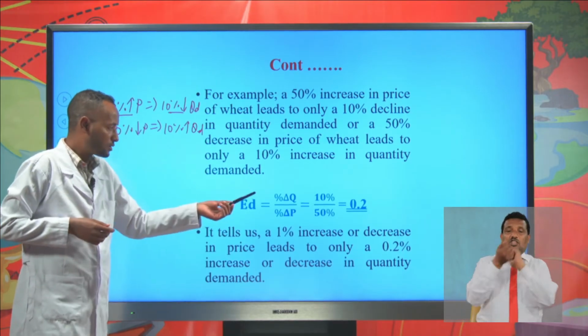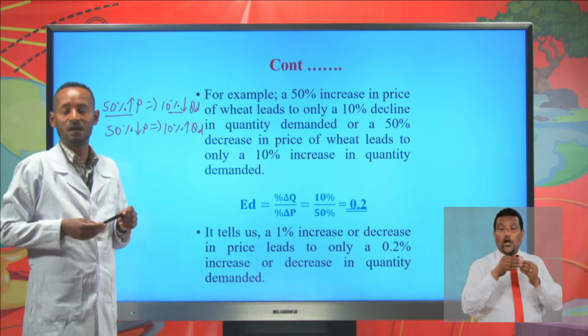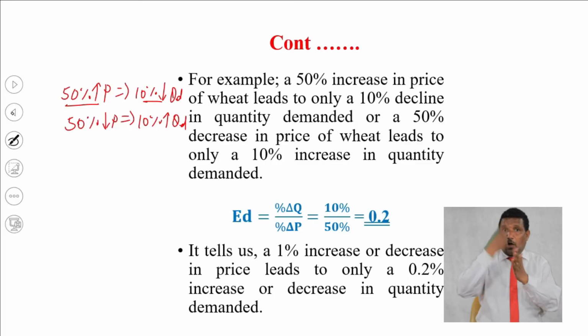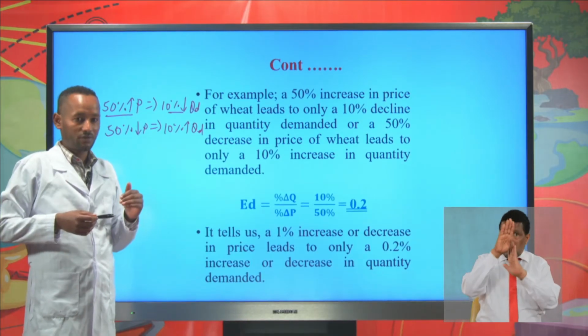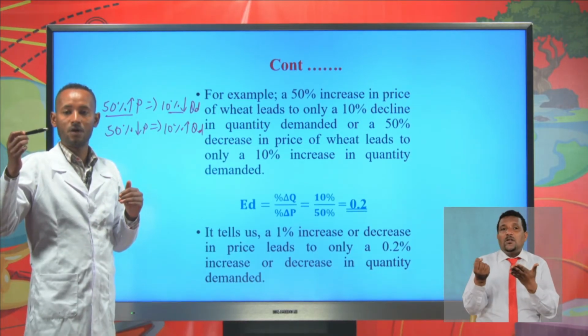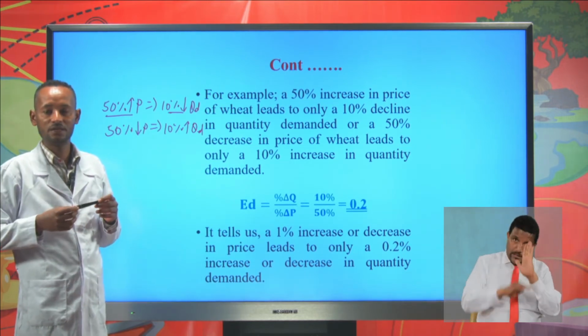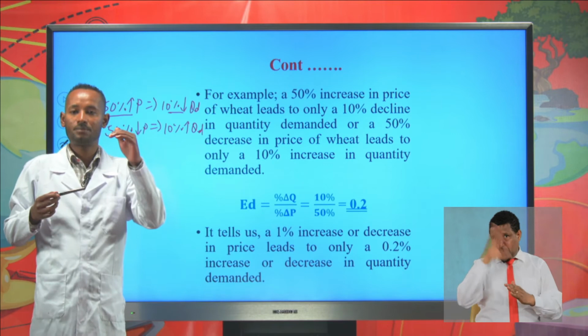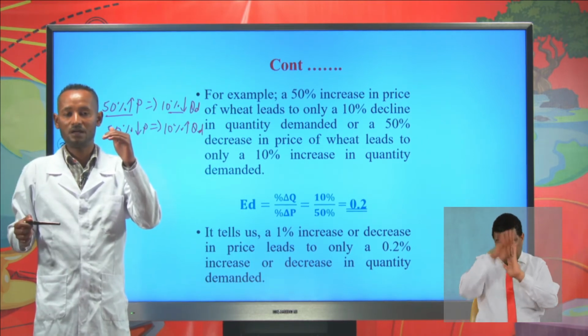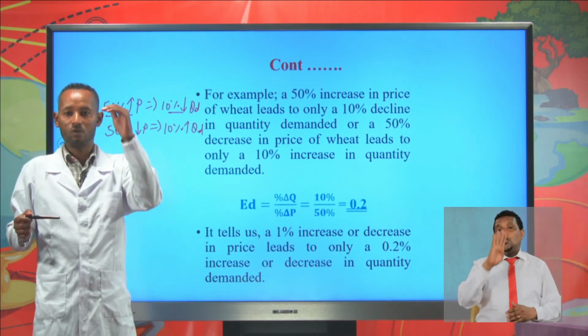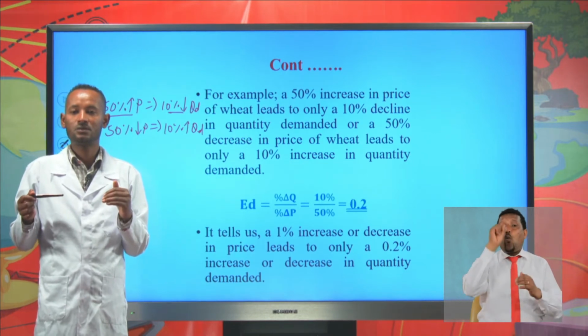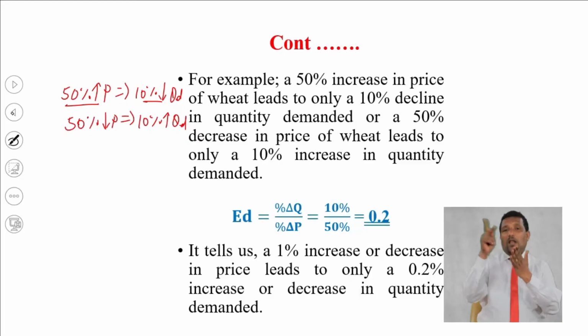This 0.2 price elasticity of demand value refers to a 1% increase or decrease in the price of a commodity leading to a 0.2% increase or decrease in quantity demanded. That means a 1% increase in price decreases quantity demanded by 0.2%, and a 1% decrement in price leads to a 0.2% increase in quantity demanded.